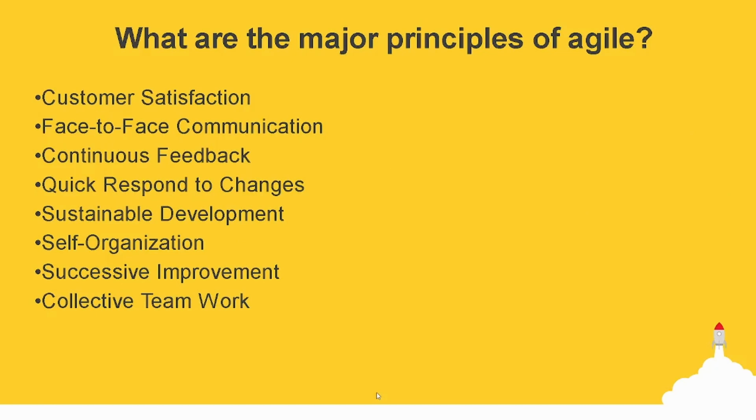What are the major principles of Agile? The key principles of Agile include customer satisfaction, face-to-face communication, continuous feedback, quick response to changes, sustainable development, self-organization, successive improvement, and collective teamwork.